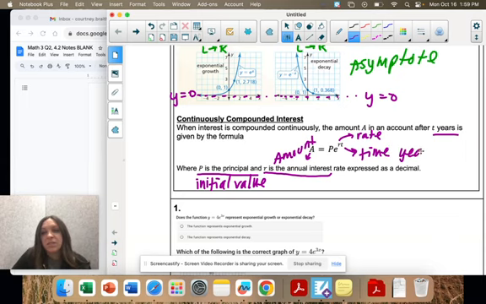So we use this type of formula for growth and decay, for interest, for anything that grows or decays continuously. And you need to know the parts of that formula.